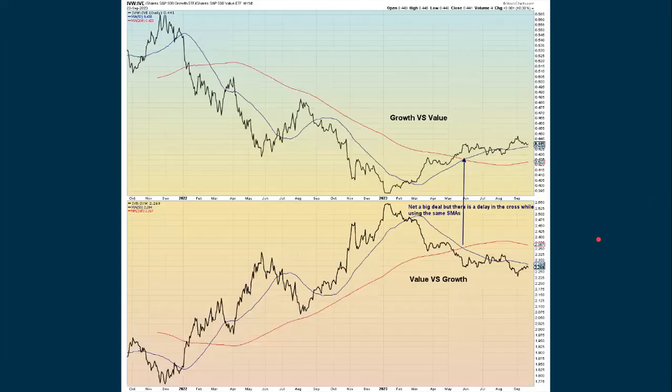Where this is really helpful is when we compare the two. We take some ratios. We have a growth to value ratio on the top showing that growth is outperforming value, and then we have an inverse of that same chart showing how value is underperforming growth.